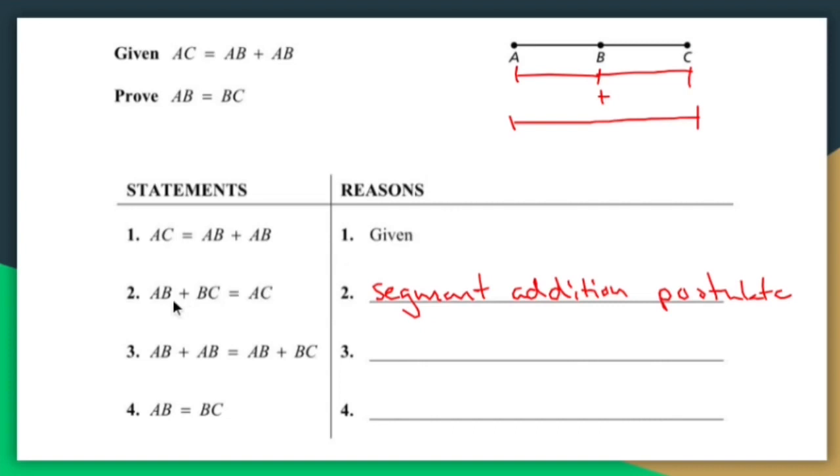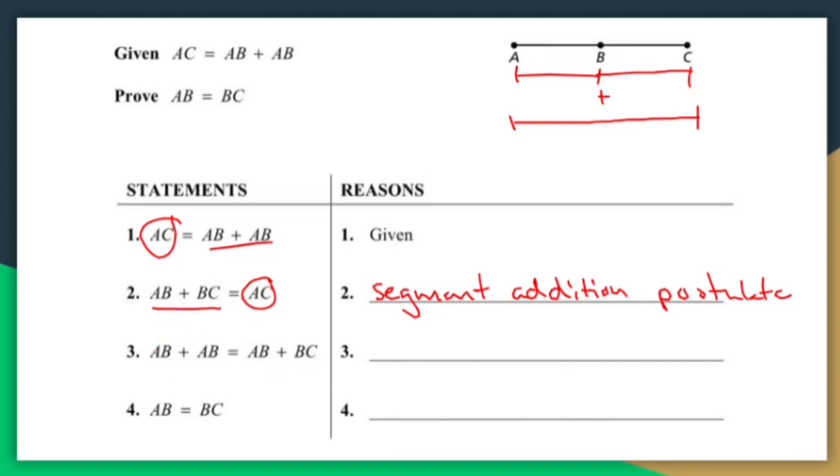Now, they went from AB plus BC equals AC, and they turned that into AB plus BC equals AB plus BC. What gives them the right to do that? Well, not every time, but very often, a statement comes from a combination of two previous statements. This is what I notice: AC is AB plus BC, and AC also happens to be AB plus BC. So if AC is this and AC is that, then this equals that.